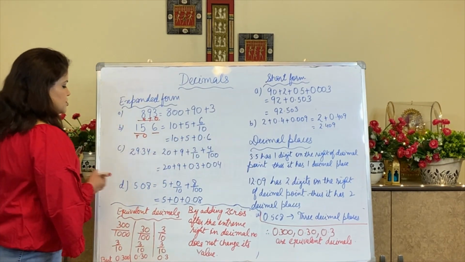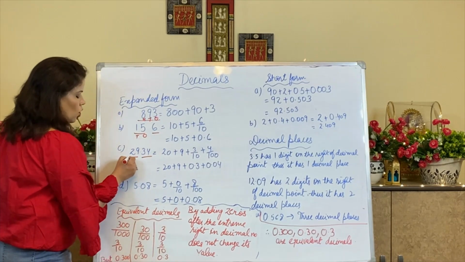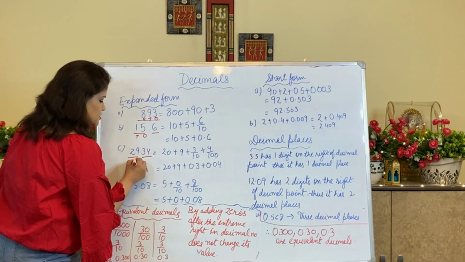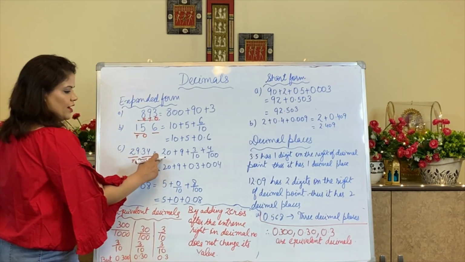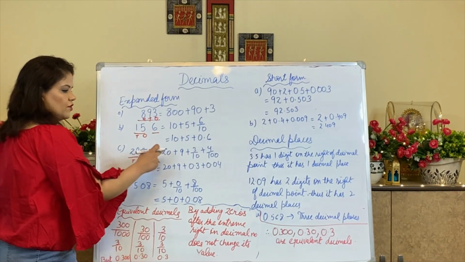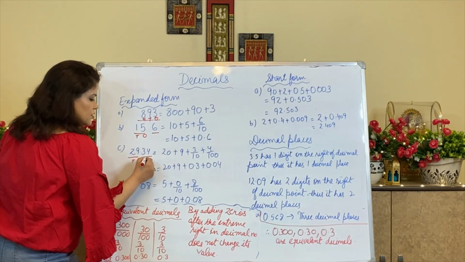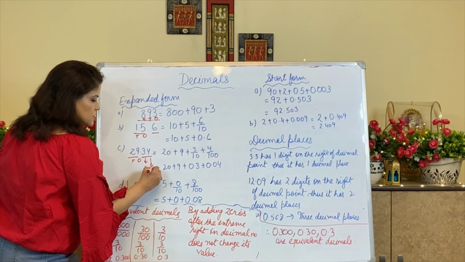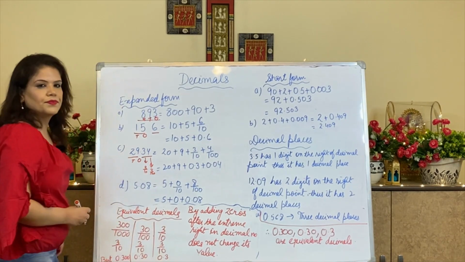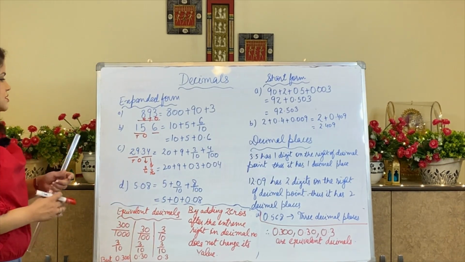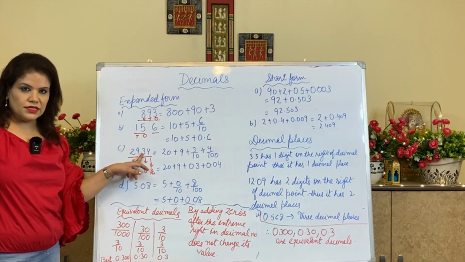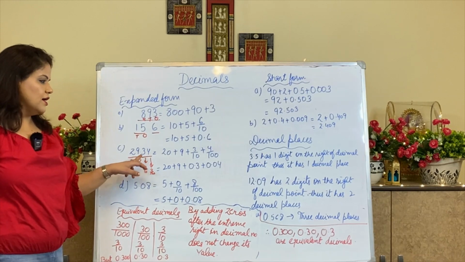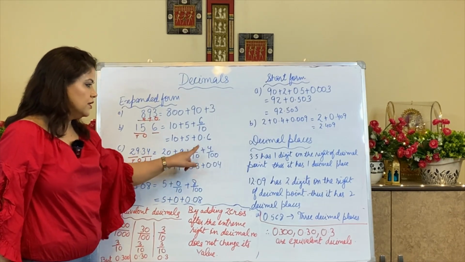Now 29.34. This is the decimal part, this is the whole part. 29 is the whole part, in which this is ones, this is tens. So for the tens value we will write 20. For the ones value we will write 9. This is 3, 4. So this is 3 by 10 and this is 4 by 100. Because this is at the 1/10 place, this is at the 1/100 place. So we will write it as 3 by 10 and 4 by 100.